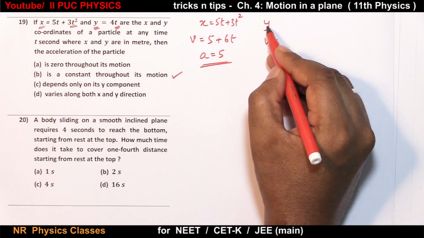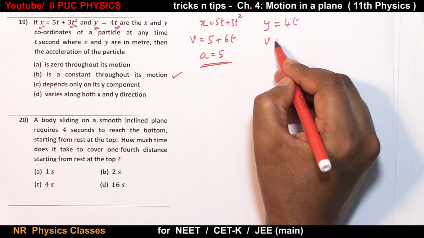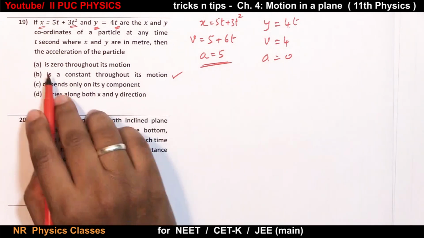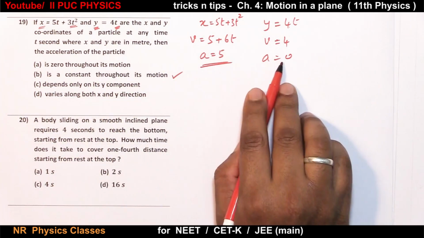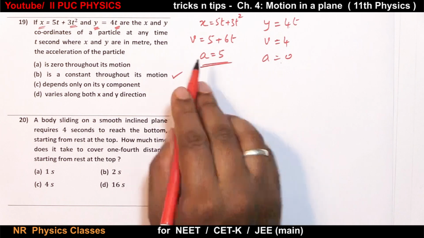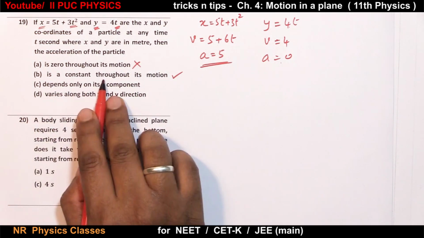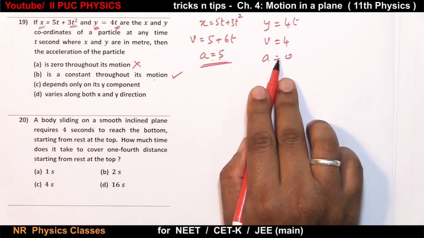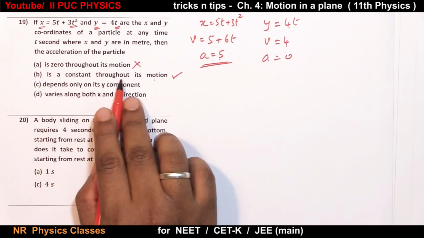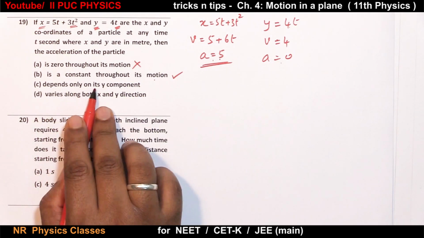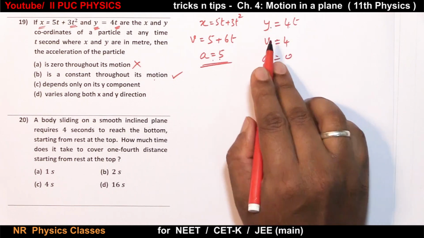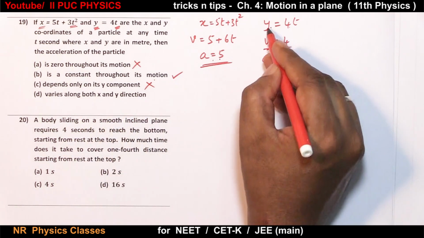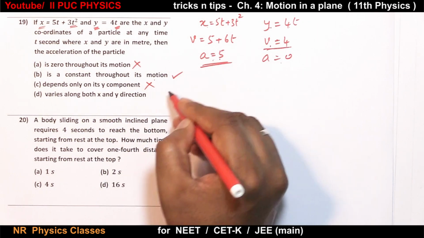Velocity of y, y equals 4t, velocity equals 4. Acceleration equals 0. Acceleration is 0 throughout the motion? Here it is 0, but acceleration is not 0 here. It is constant throughout its motion. This acceleration contributes, therefore whether it is 0 or non-zero, it is constant. Depends only on its y component? The y component is uniform velocity. Varies along both x and y? y is velocity, x is acceleration.